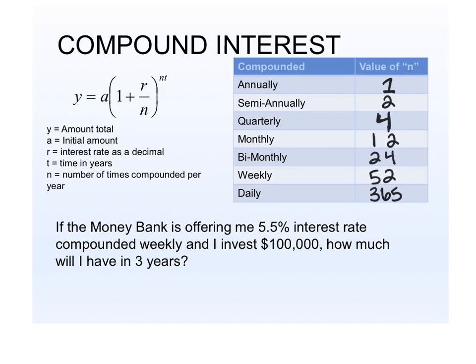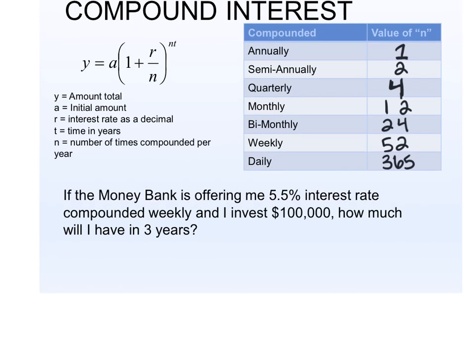So, let's take a look at one of these examples. Okay, so here it says the money bank is offering me 5.5% interest rate compounded weekly, and I invest $100,000. How much will I have in 3 years? So we know we are using that formula up top, right? Okay, we are. So we're using this formula, y is equal to a times 1 plus r over n raised to the nt power. Now, we're going to have to do a little bit of math to figure some of this out and get it going.